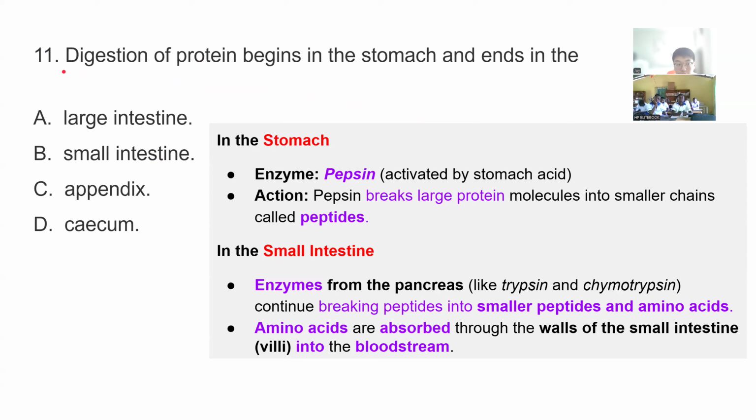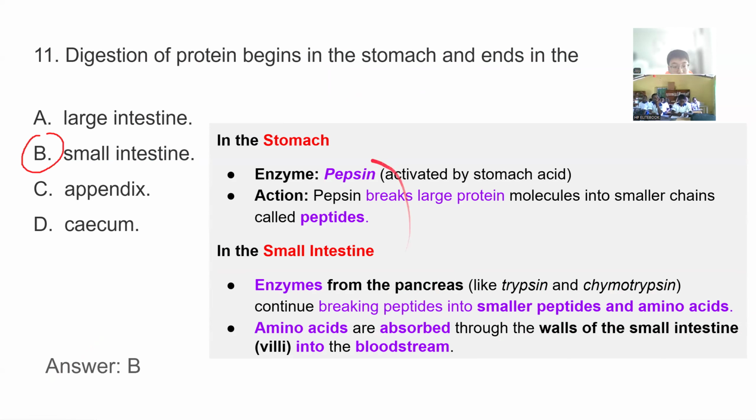The next question: digestion of protein begins in the stomach and ends in the... Is it the large intestine? Or is it the small intestine? Is it the appendix? Or the cecum? Does anyone know the answer to this question? I think I heard B, and B would be correct. The answer is B.